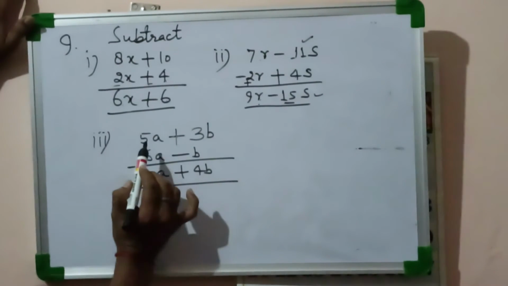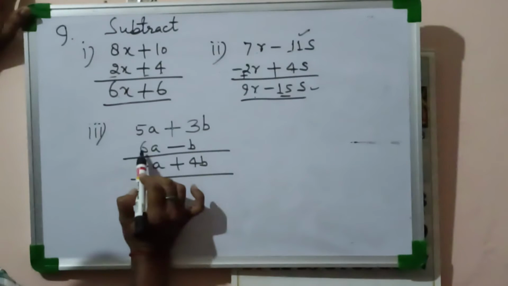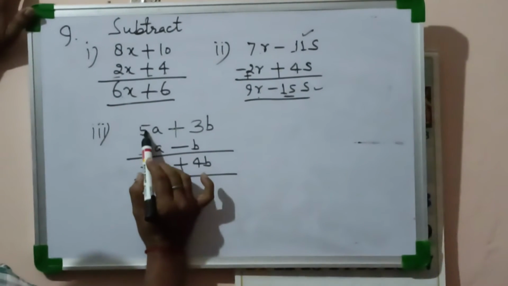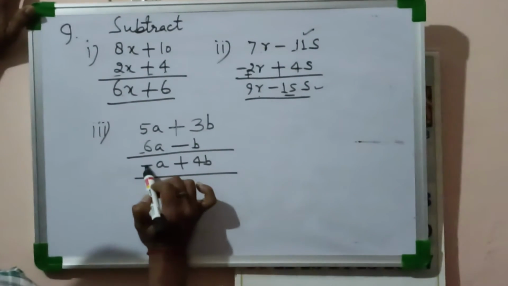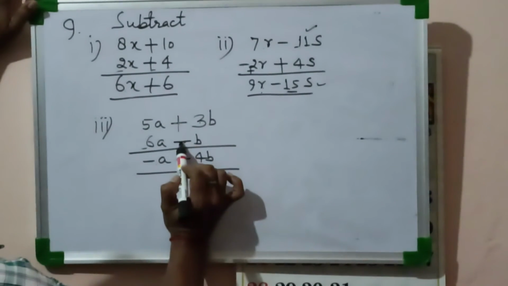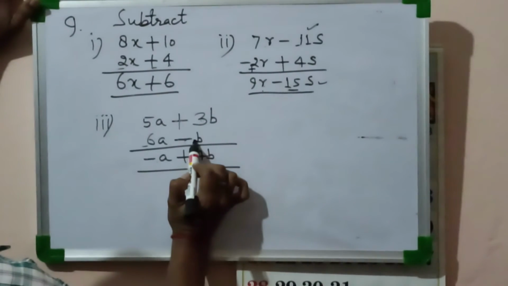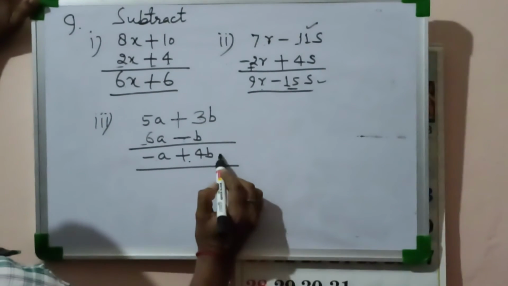Here also, 5a plus 3b and you have to subtract 6a minus b. So 5 minus 6 is minus 1, minus 1a. 3b minus minus is plus, so 3b plus 1b is 4b.